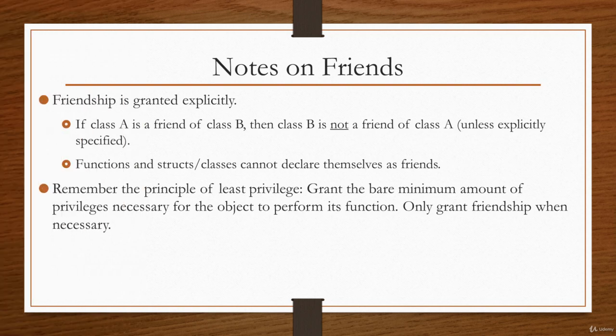Then a few final notes and a summary here on friends. Friendship is granted explicitly. What does this mean? Well, if class A is a friend of class B, then class B is not a friend of class A, unless that friendship is granted explicitly. In other words, your functions and your structs or classes cannot declare themselves as being friends of some other class. That has to be granted or specified explicitly within the definition of some class.